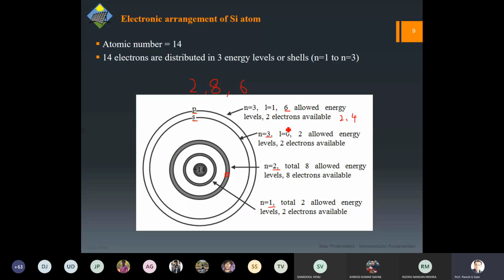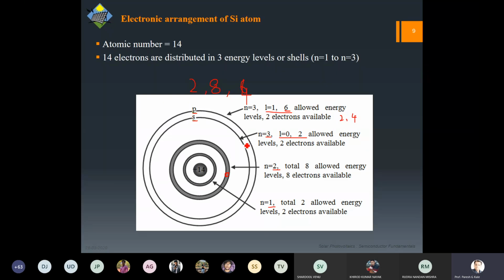So these 2 will have n equal to 1, then the other things will have n equal to 2. So 2 plus 8, 10. Oh, sorry, what did I do? Yeah. 2, 8, 4. So 2 plus 8 is 10, 10 plus 4 is 14. So this last one will have only 4.